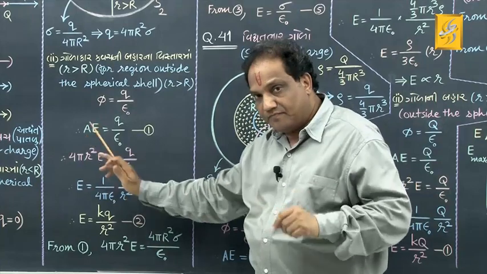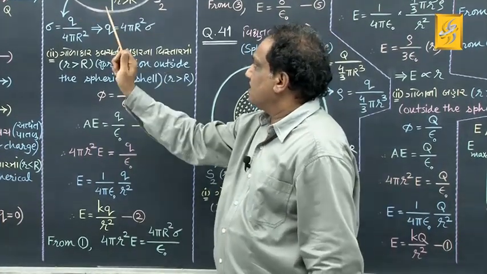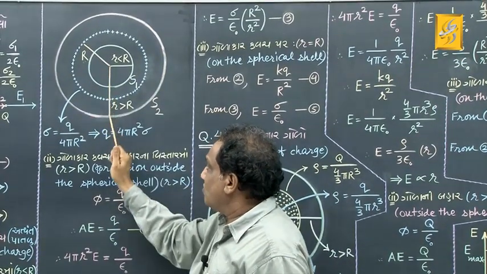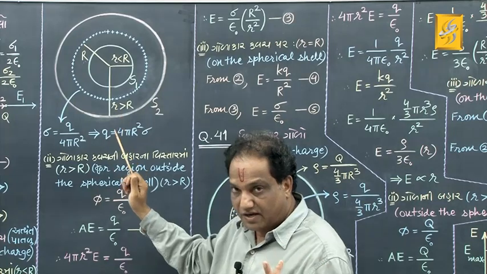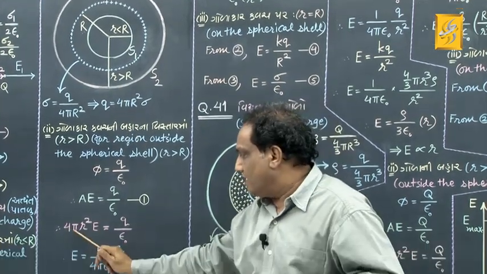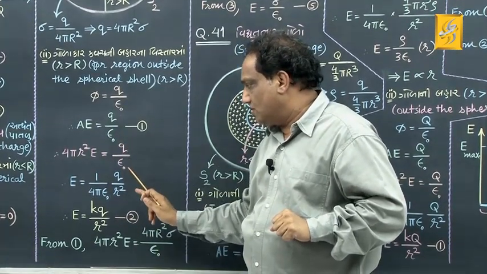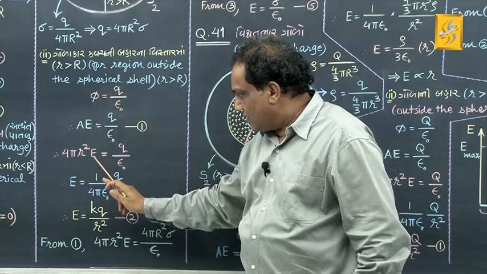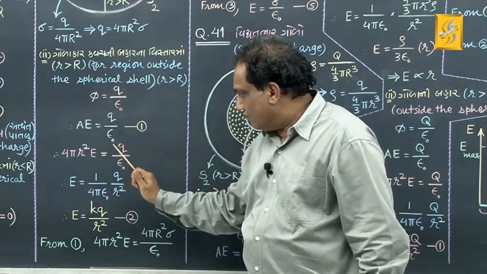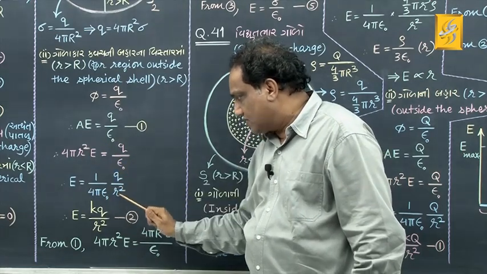Now what is A? Surface area of the considered Gaussian surface. Its radius is small r, and because it is spherical, the surface area would be 4 pi into radius square. So 4 pi r square into E equals q upon epsilon 0. Find out E from here. Transfer the 4 pi r square to the denominator. So E is 1 upon 4 pi epsilon 0 into q upon r square.